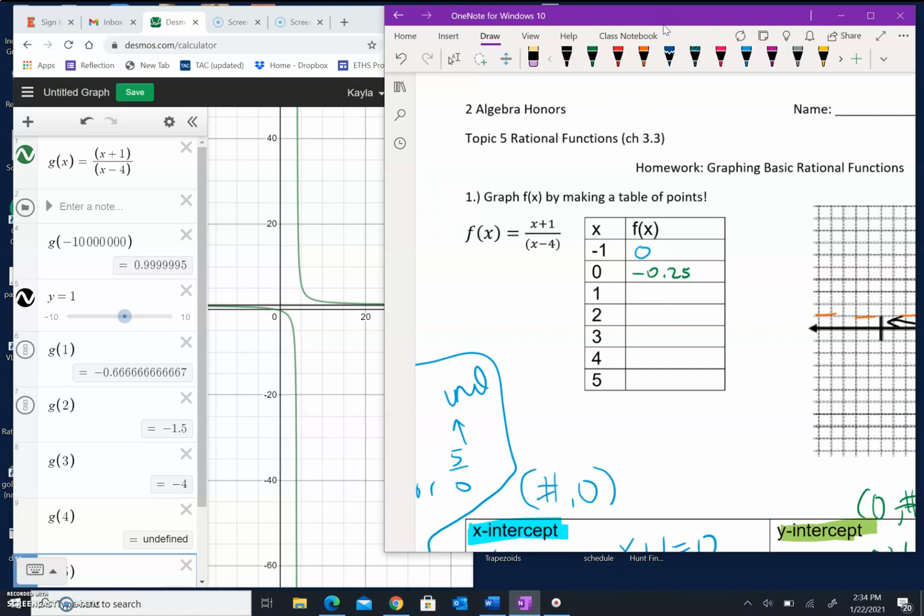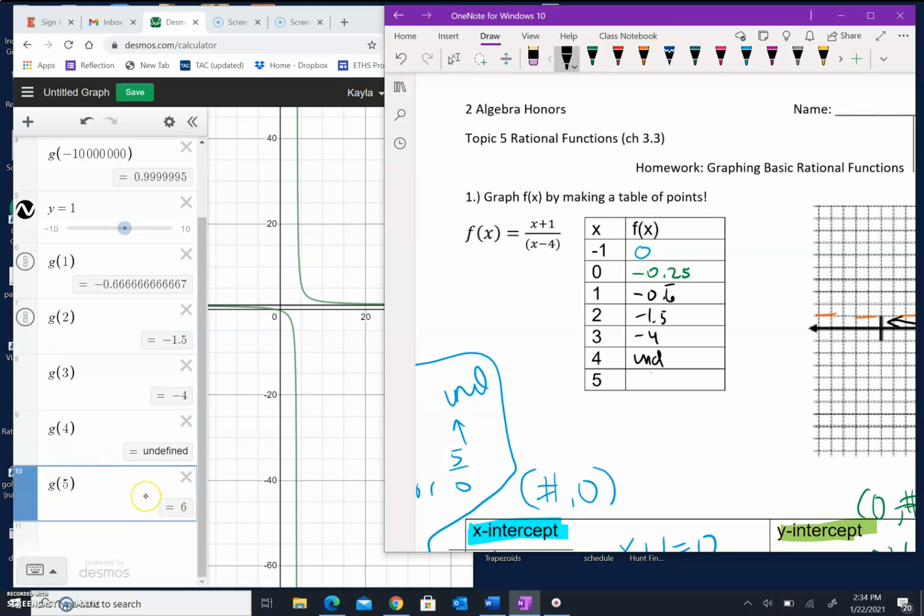and find corresponding outputs for my input. So g of 1, negative 0.6 repeating, g of 2, negative 1.5, g of 3 is negative 4, and g of 4 is undefined. Remember, that's because of our asymptote, right? X can't actually be 4. And then g of 5 is equal to 6.